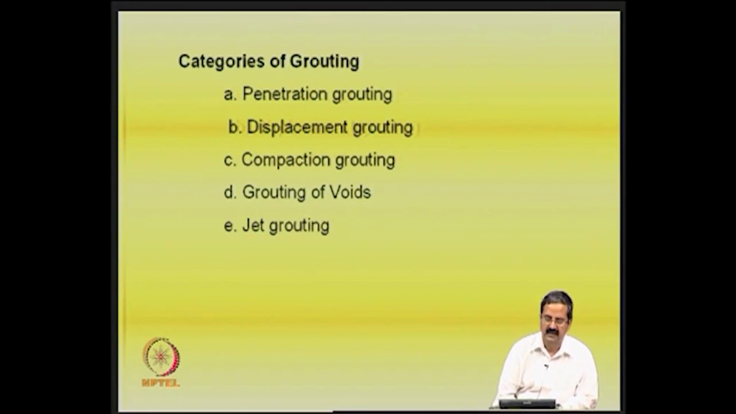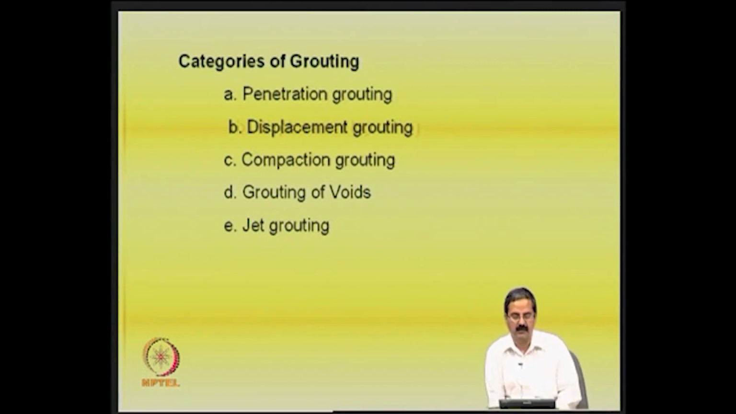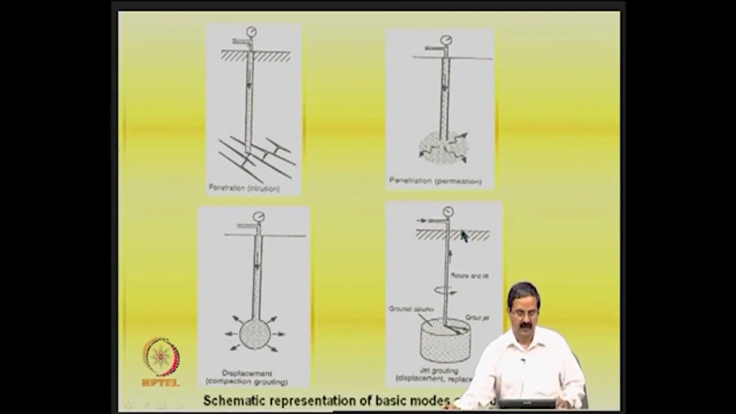Again, there are different types of grouting we have. As I just mentioned, penetration is possible, displacement is possible, compaction is possible, and grouting of bigger voids is possible. Jet grouting is another way of doing it. As I just mentioned, you have a pressure unit here, and suppose you are trying to fill up the cracks or the fractures in a particular rock. Penetration is one easier way, where the grout comes and fills up all these spaces.